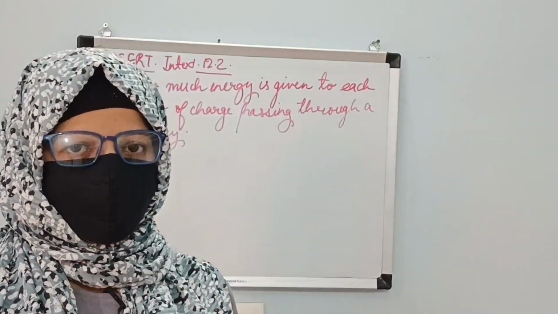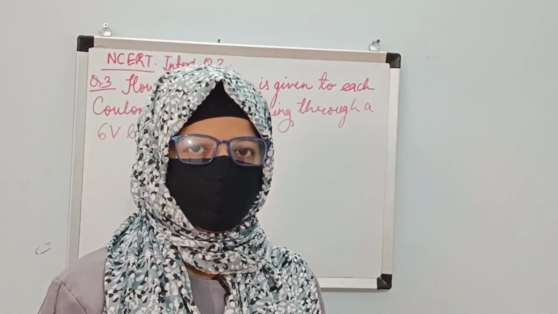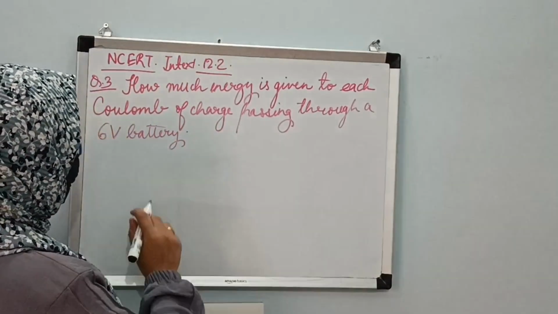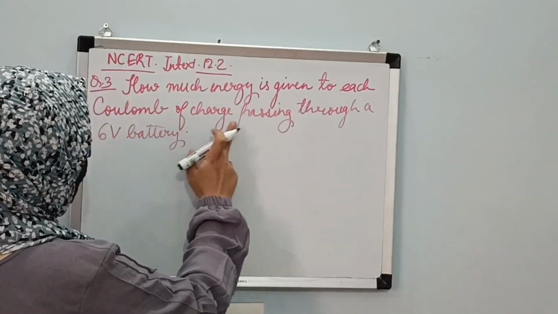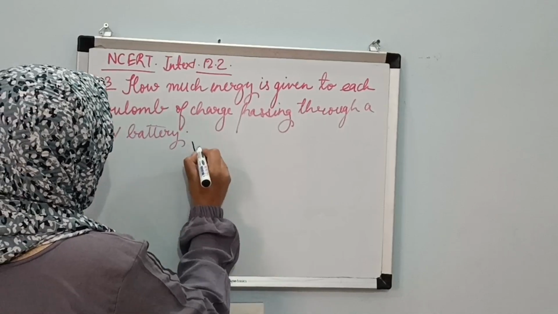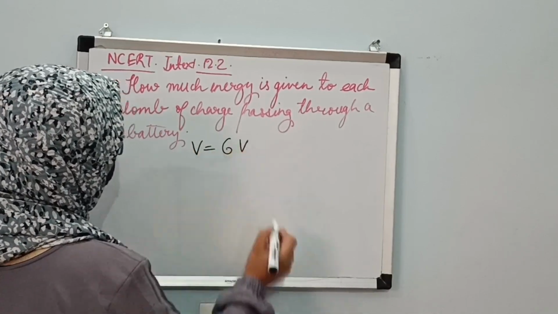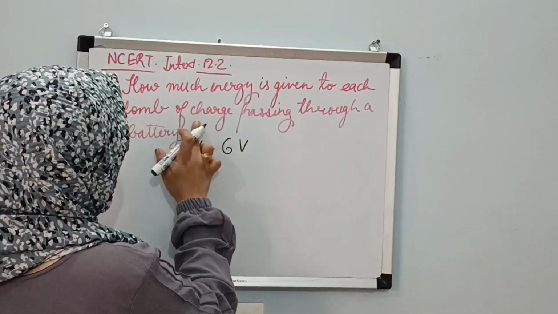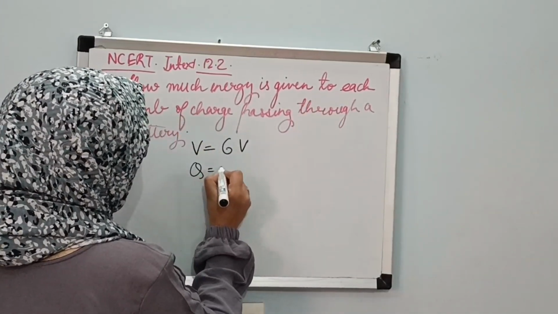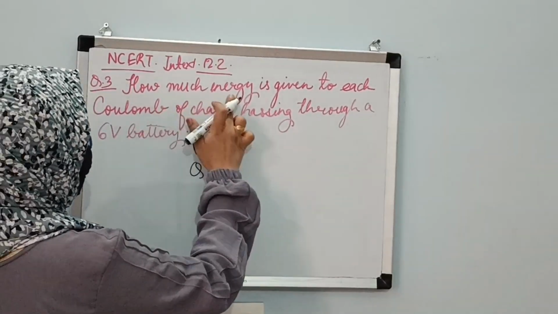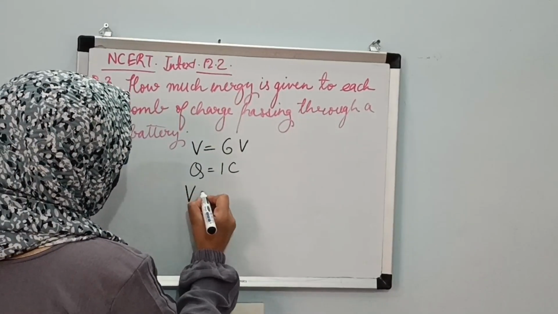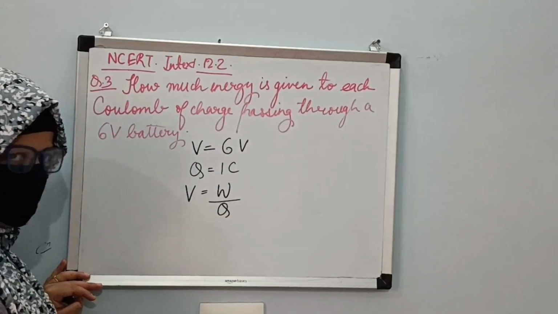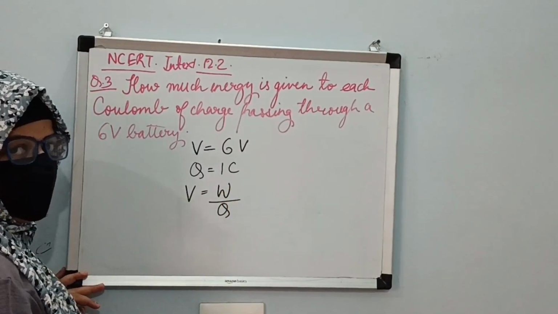So the previous question which I did was also an in-text question from NCERT, in-text 12.1, question number 3. So now this one is in-text 12.2, question number 3. How much energy is given to each coulomb of charge passing through a 6 volt battery? So here potential difference is given, that is 6 volt, or you can say voltage of the battery is given, and through each coulomb means charge is given 1 coulomb, and you have to find energy. So what is W? Energy spent in carrying unit coulomb charge, isn't it? Or you can say work done in carrying unit coulomb charge.